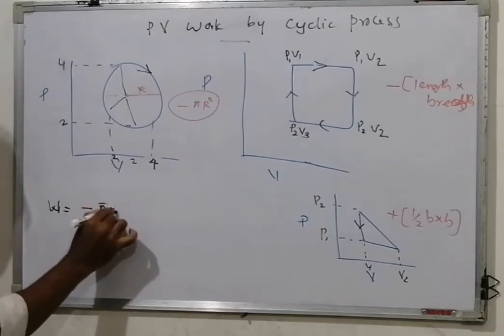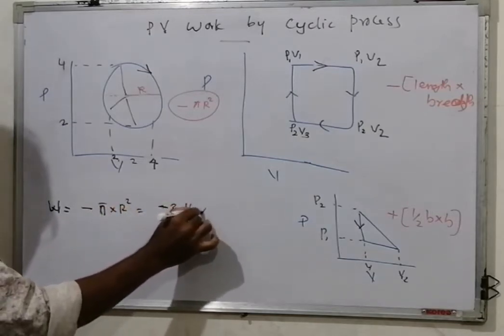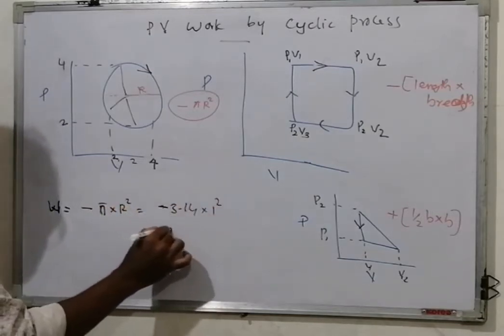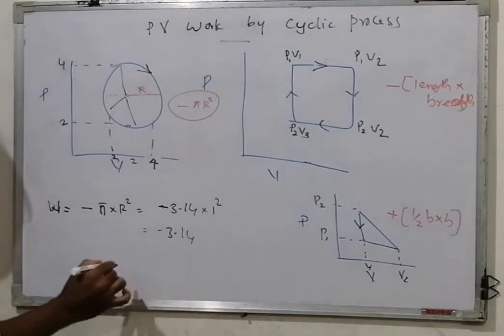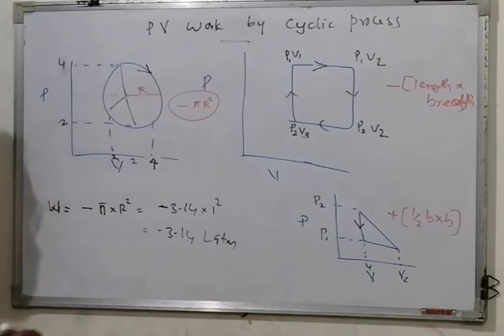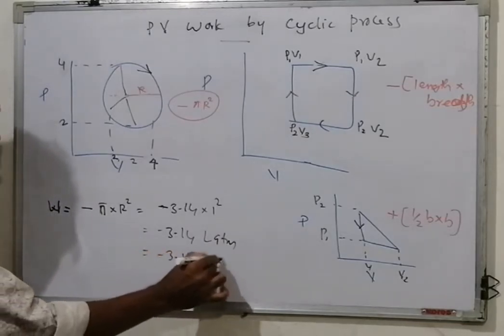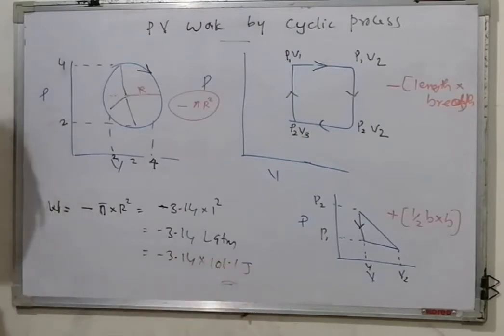Pi r square, that is minus 3.14 into 1 square. Minus 3.14 liter atm. Now you make it joule. Minus 3.14 into 101.3, that is about 318 joule. This much is the work for this cyclic process. Okay? Yes.